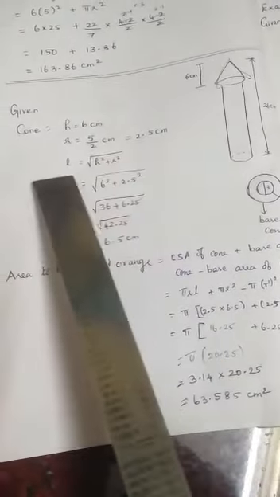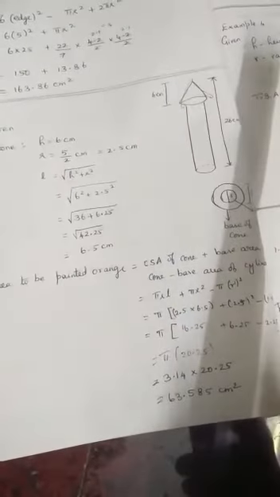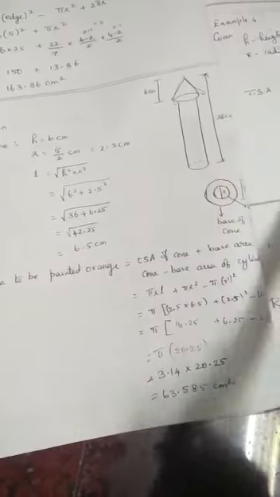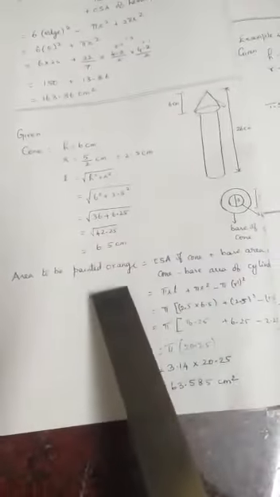First, for the cone, write h equal to 6 centimeter, r equal to 5 by 2, that is 2.5 centimeter, and l you have to find, because for curved surface area you need l. For the cylinder, the total is 26 centimeter, so 26 minus 6 gives the height, 20 centimeter. Here you are asked for the height of the cylinder, and it is 20 only. Then you have to write the area to be painted orange.